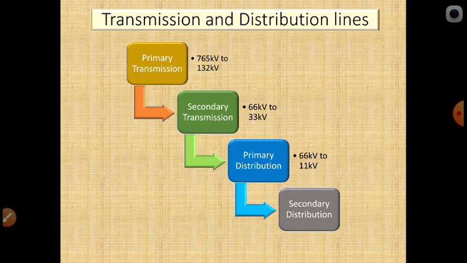Now let us see our subject. What are the main components? Here we are going to prepare the estimation for the LT line, the low tension line, and the HT line, 11 kV lines. Sometimes we go to 33 kV lines also. What are the main components required for distribution of power from the substation to the nearby load center? Let us see.